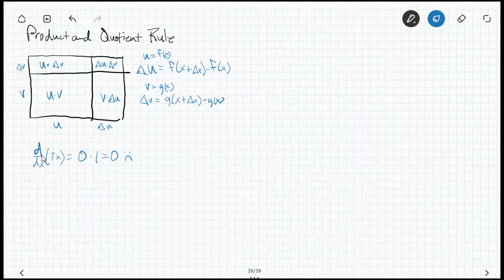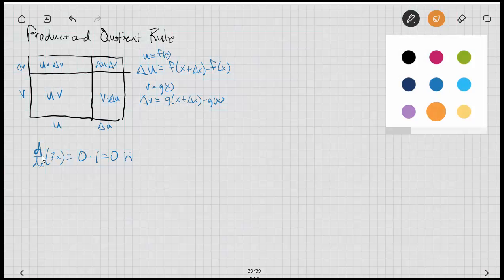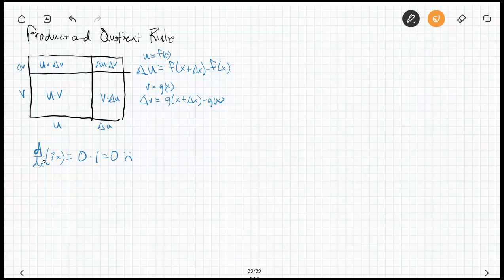Okay, so what we have is this really cool little geometric way of proving the product rule. We could do the same for quotient rule, but if I have something called the chain rule, which we'll talk about in a few sections, then that makes it a heck of a lot simpler to prove the quotient rule, and I'll do that in subsequent videos.